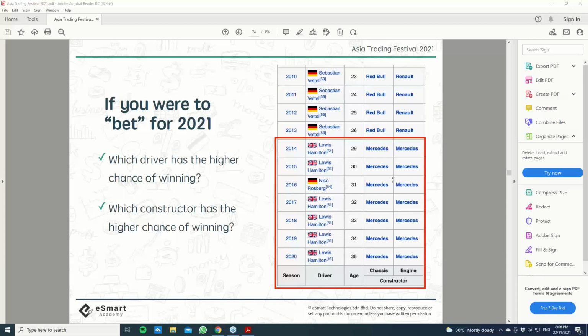And of course, Mercedes, who has been winning consecutively since 2014, would have a higher chance of winning in 2021 as well. Of course, it's not going to be 100% true, but the best bet you can give yourself if you have no idea what's happening right now is just based on historical stats. That decision itself is actually based on seasonality, right? Based on historical information, you make a decision for the future.